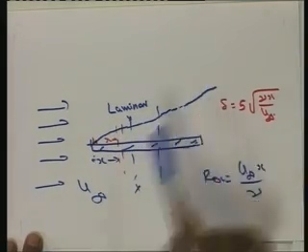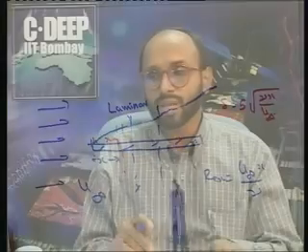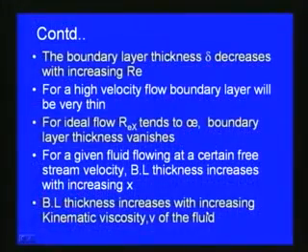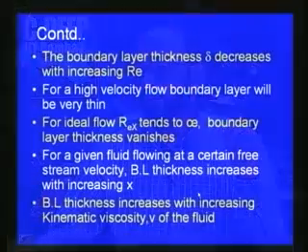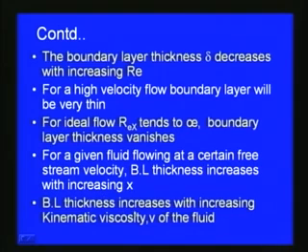So, this is for a given fluid flowing at a certain free stream velocity, the boundary layer thickness is increasing with increasing x, and then the boundary layer thickness increases with increasing kinematic viscosity nu of the fluid. We have already seen with respect to the previous expression, delta is equal to phi into square root of nu x by u infinity in the case of a laminar boundary layer. So, from that we can see that the boundary layer thickness increases with increasing kinematic viscosity nu of the fluid.